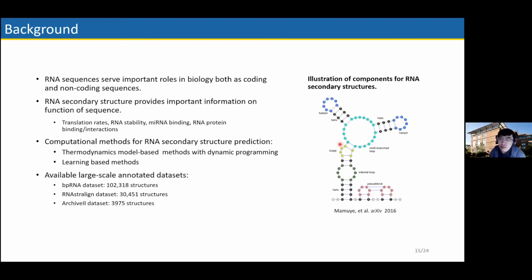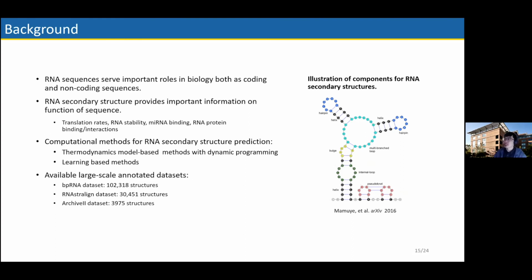So, I'm going to start with some very brief background. Unlike DNA, which is double-stranded and stable, RNAs usually come single-stranded, so they tend to fold into these secondary structures on their own. The structures are critical for their functions and properties, for example, translation rates, RNA stability, microRNA binding, RNA-protein binding interactions, etc. And computationally predicting the secondary structures of RNA sequences is a long-standing problem.